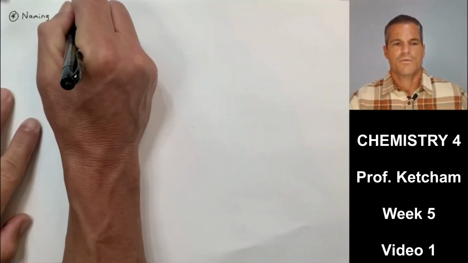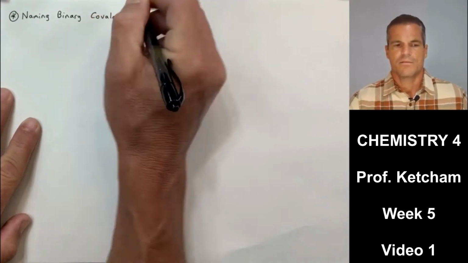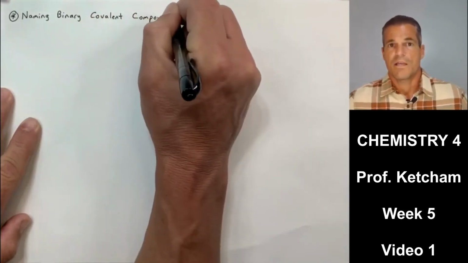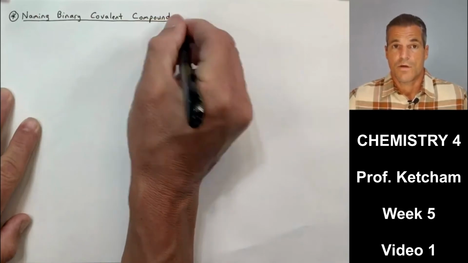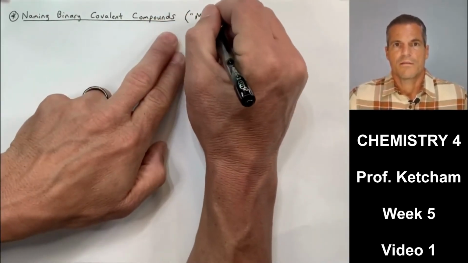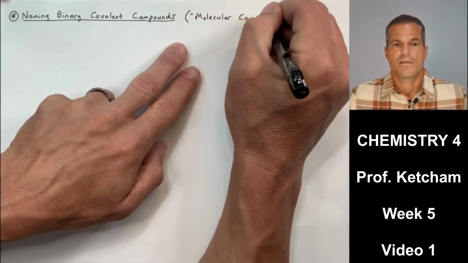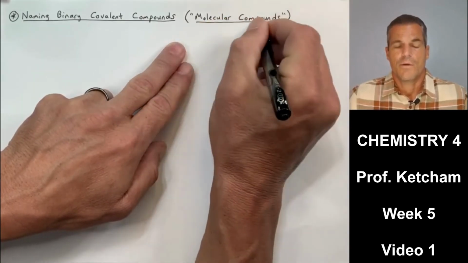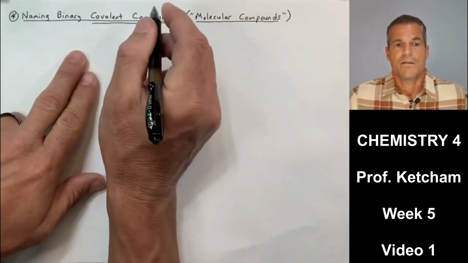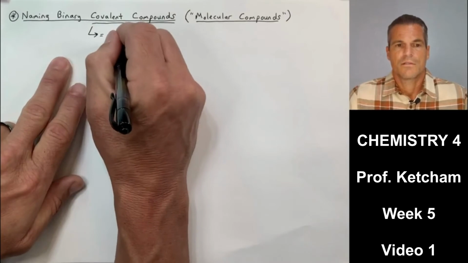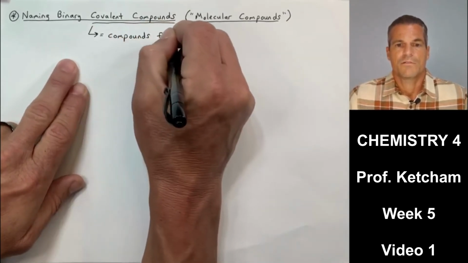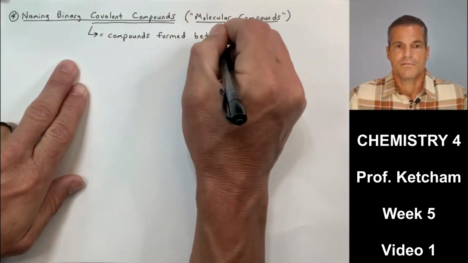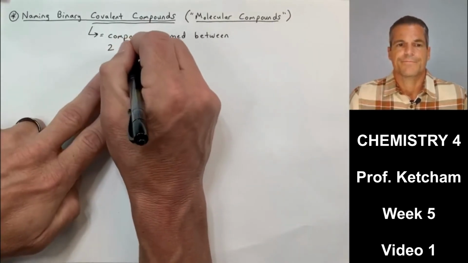We're continuing today with naming compounds. We've already covered naming ionic compounds, and that took us quite a while. Heavy topic. The last two videos were on naming ionic compounds. Now I want to talk a little bit about naming binary covalent compounds, which are also called molecular compounds, as we've discussed already.